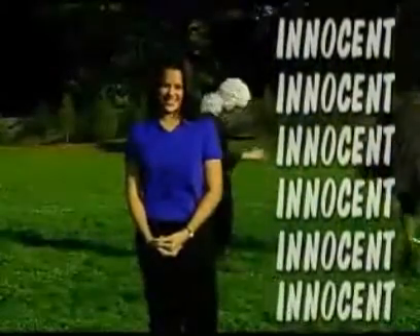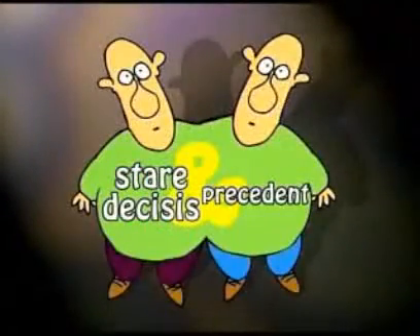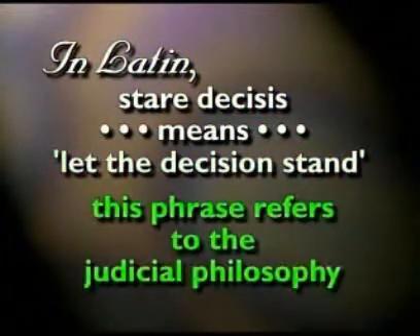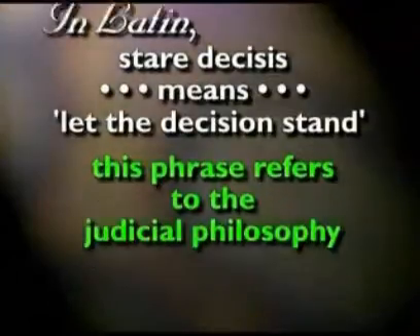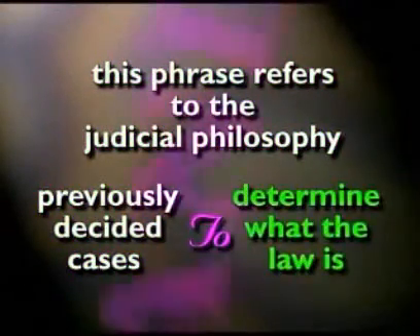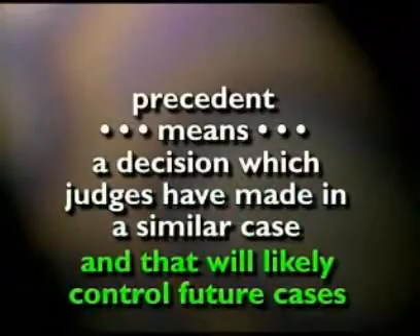decisions of judges. There are two terms commonly associated with common law, stare decisis and precedent. These terms are closely related. In Latin, stare decisis means, let the decision stand. This phrase refers to the judicial philosophy of using previously decided cases to determine what the law is. And similarly, a precedent is a decision which judges have made in a similar case and that will likely control future cases.